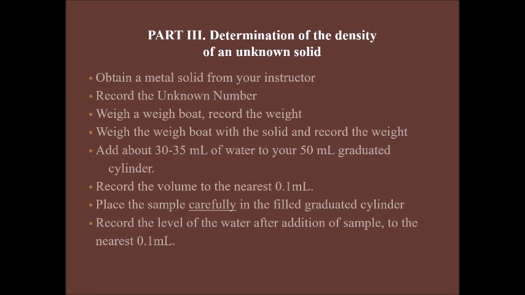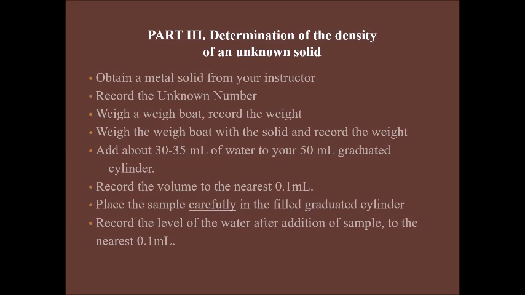Okay, part 3 of experiment 3 is determining the density of an unknown solid. So you're going to have an unknown solid, and you're going to record the unknown number. You're going to have a weigh boat, you record the weight, and you put the solid on the weigh boat and record that. You're going to add 30 to 35 milliliters of DI water to your 50 milliliter graduated cylinder. You're going to record the volume, and then you're going to carefully slide at an angle your sample into the graduated cylinder so we don't splash and you lose water.